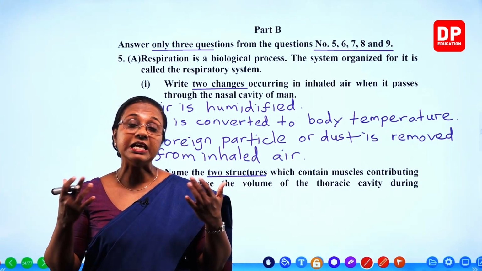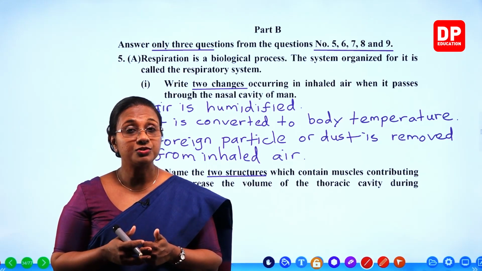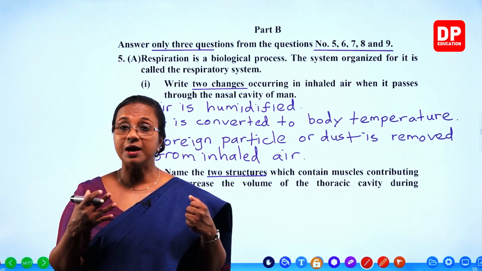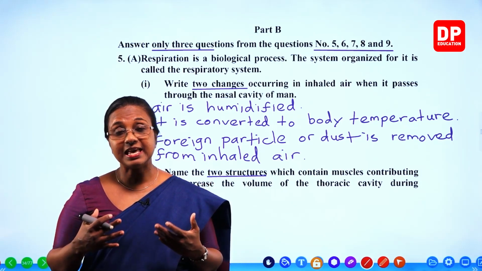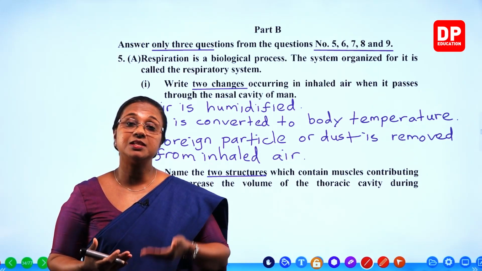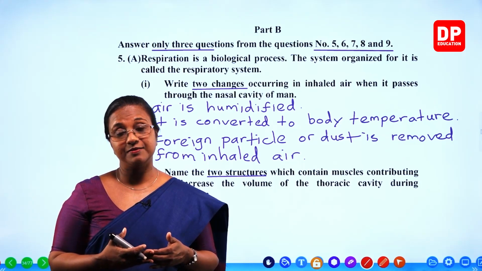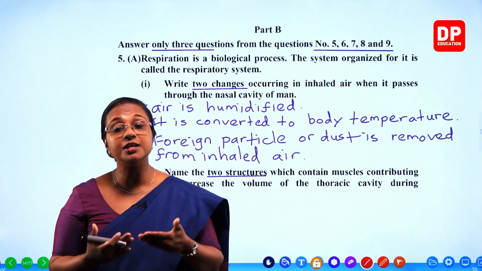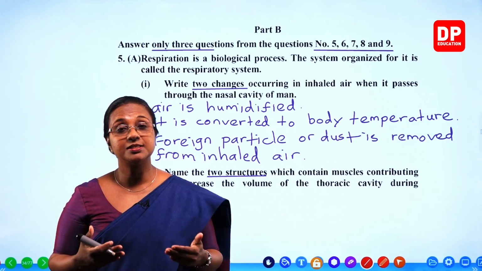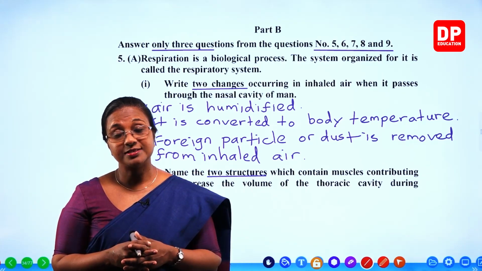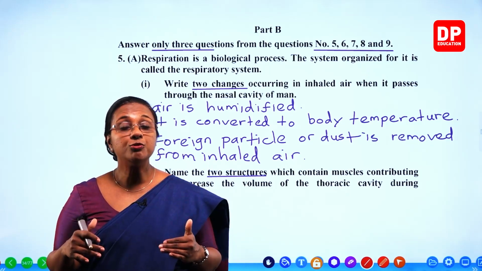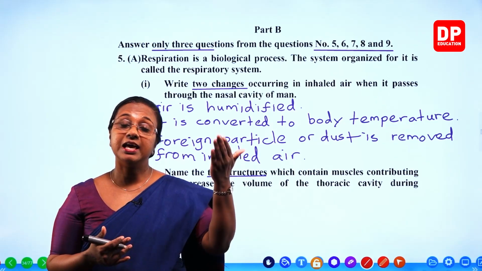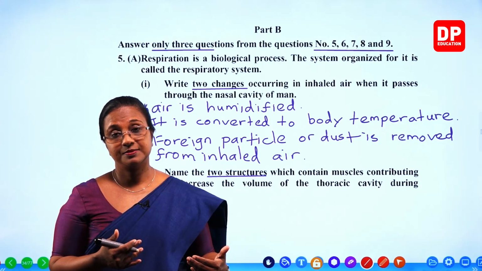Now what happens during inhaling process? The intercostal muscles contract. When the intercostal muscles contract, the rib cage moves up, sternum moves forward. At the same time, there is the diaphragm that separates the thoracic cavity from the abdominal cavity. The curvature of the diaphragm also reduces due to the contraction of the diaphragm. So because of that, the volume of the thoracic cavity increases. When volume increases, the pressure inside the lungs decreases. Due to that, the air flows into the lungs.